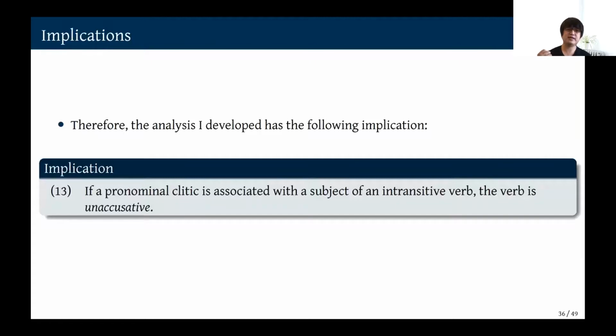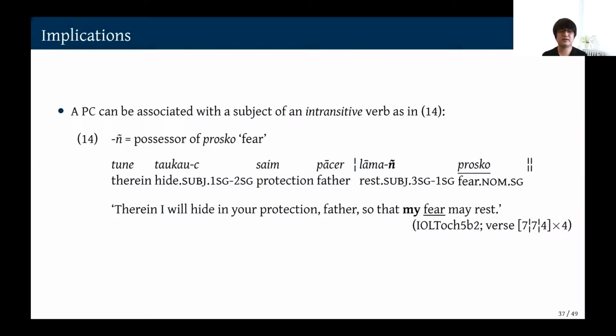Therefore, the analysis I developed in the previous section has the following implication. If a pronominal clitic is associated with a subject of an intransitive verb, then the verb is unaccusative. We know that a pronominal clitic can be associated with a subject of an intransitive verb, as in 14. So in this example, we have the first person singular clitic nu, which represents the possessor of prosco, fear. So therein, I will hide in your protection, O father, so that my fear may rest.